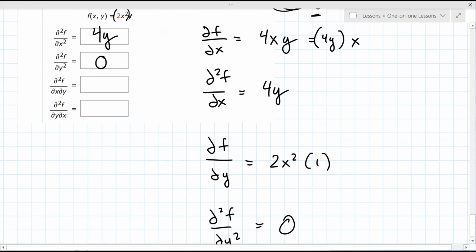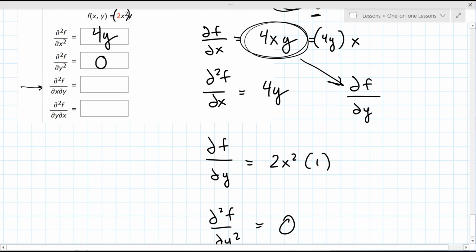Okay, now this third one here, again, this is where there's some confusion, or it's not clear. You're first taking the derivative with respect to x. That's this answer right here. Then you have to take the derivative of this with respect to y. What is the derivative of this with respect to y? Well, 4x. And then this should also be 4x, okay?